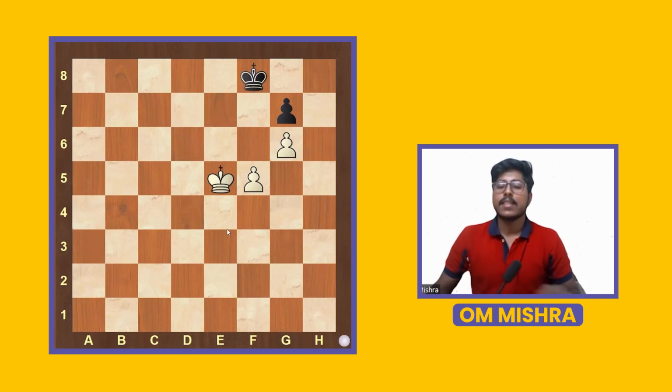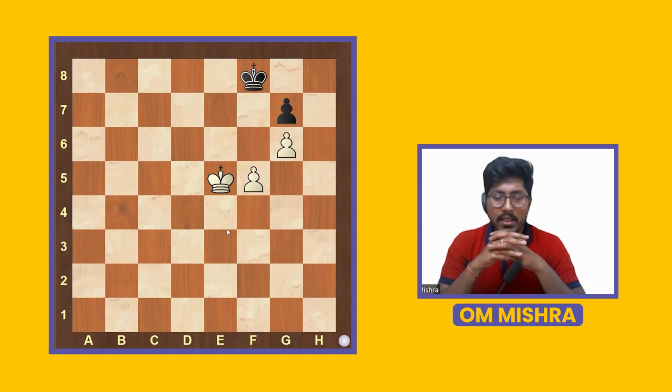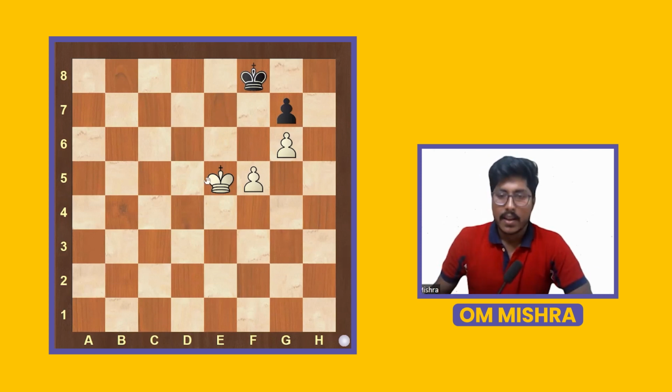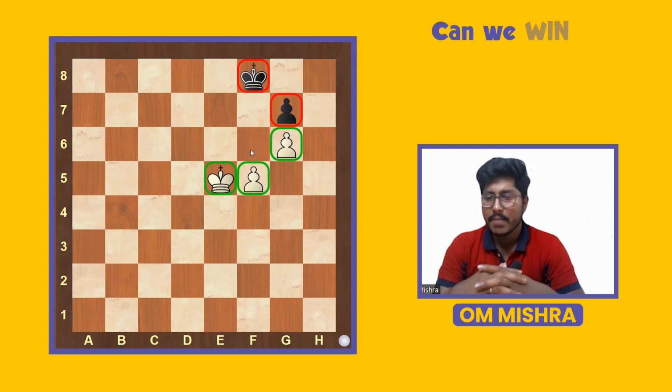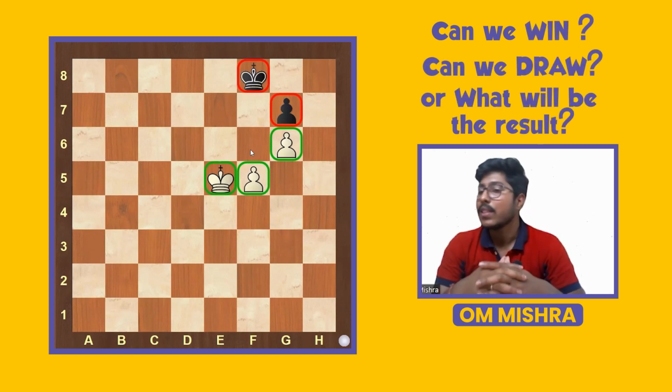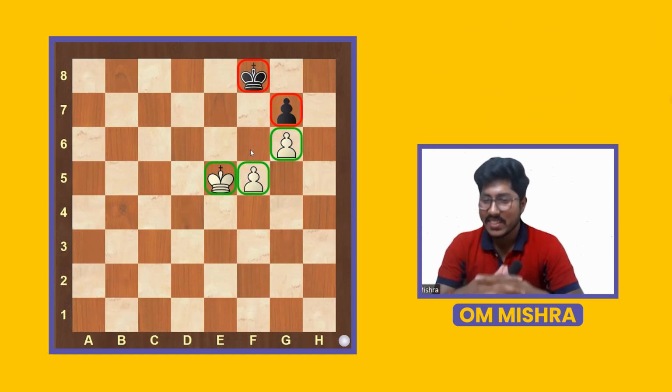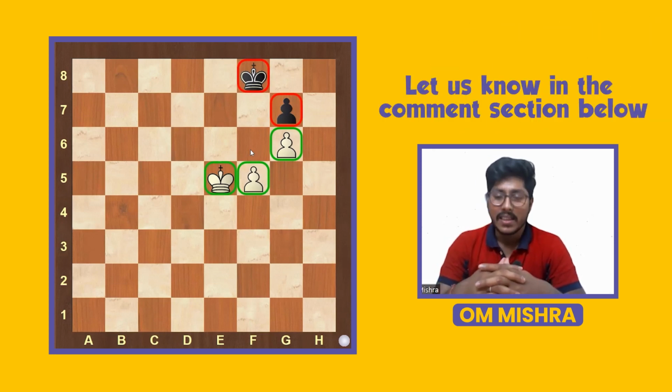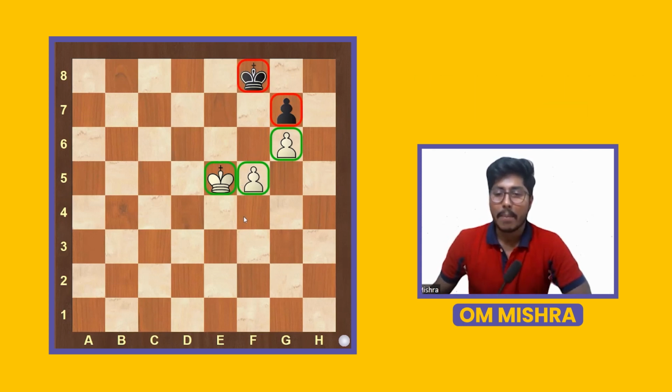So in this particular position that you see here, let us consider white is us, having a king and two pawns, and the opponent has a king and one pawn. So can we win this game? Can we draw this? Or is it going to be a different result? What will be the answer? If anyone knows, please write down in the comment section below. Let us see what is going to happen here.